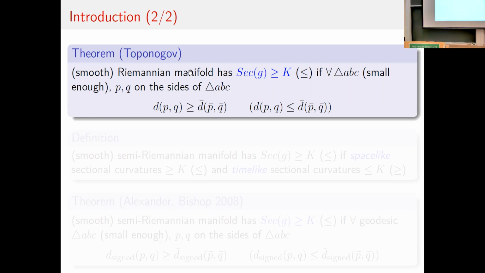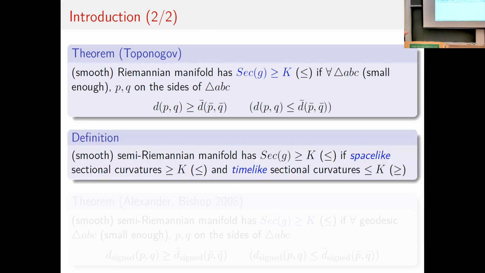And for a semi-Riemannian manifold, especially for a Lorentzian manifold, it has been for a long time thought that there is no notion of curvature bounds, but this is not true. You just have to be more careful. So a smooth semi-Riemannian manifold has sectional curvature bounded below by K if space-like sectional curvatures are bounded below by K and time-like sectional curvatures are bounded above by K. So you have to flip the sign. It depends on the causal character of the tangent plane you look at. And same thing for curvature bounded above, with the inequalities flipped.